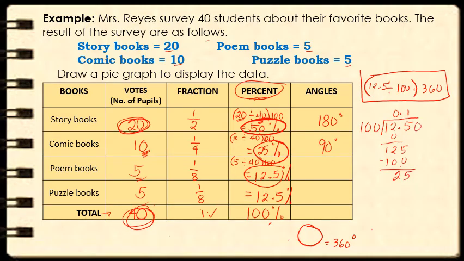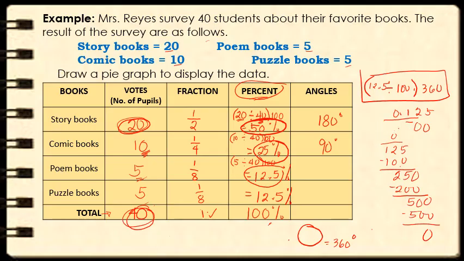Add another 0. Ilang 100 ang kasya sa 250? Of course, we have 2. 2 times 100 is 200. Subtract 250 by 200. We have a difference of 50. Add another 0. 500 divided by 100 is 5. 5 times 100 is 500. 500 minus 500 is 0, which gives us a quotient of 0.125. Okay. So, yun ang ititira ko.